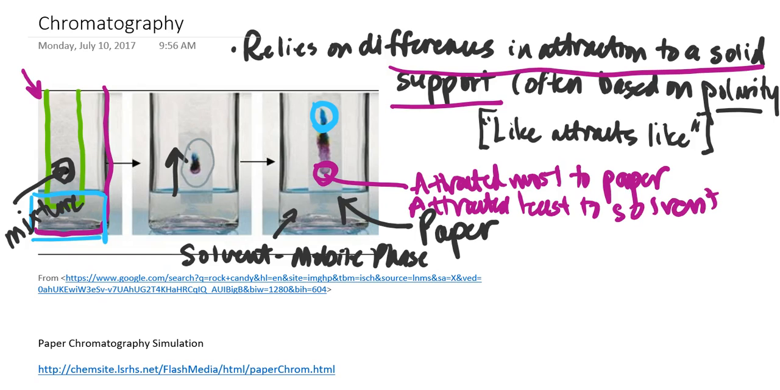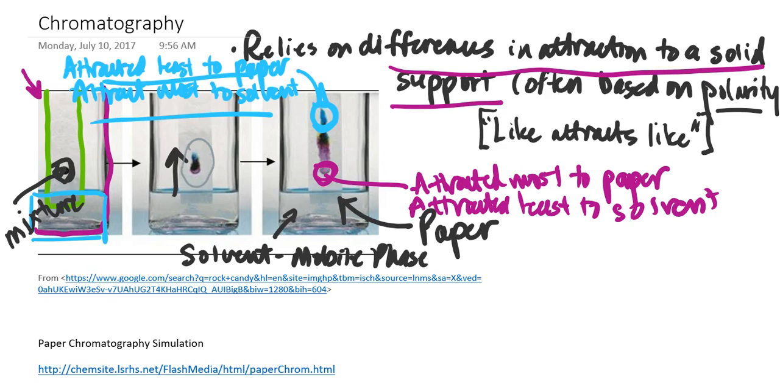All right, now if you take a look at this blue spot, what we can say is it was attracted to the paper, but attracted most to the solvent. Okay, so because of that attraction to the solvent, the blue ink traveled much farther up on the paper, all right, as compared to the purple ink that barely traveled at all, because the purple spot was actually attracted much more strongly to the paper and attracted less so to the solvent, which meant less migration up the paper test strip.